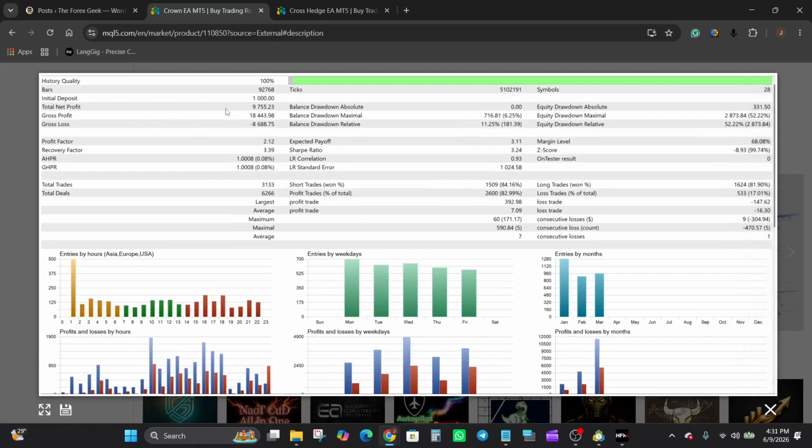From an initial deposit of $1,000, the total net profit was 9,755.23. Total trades were 3,133. Short trades were 1,509 with an 84.16% win rate. Long trades were 1,624 with an 81.9% win rate. The largest profit was 392.98. Largest loss was 147.62. The average profit was $7.09, average loss $16.30.